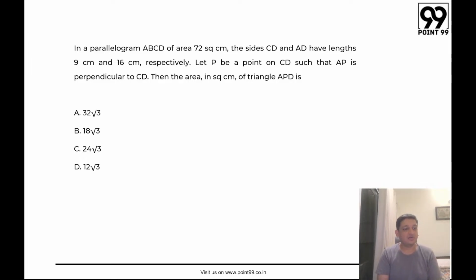So now look at this one. Take a minute to solve this, and then we can look at the solution to this particular question. So parallelogram ABCD has an area of 72 square centimeter, and sides CD and AD have lengths 9 and 16. P will be a point on CD such that AP is perpendicular to CD. The area in square centimeter of APD is what?